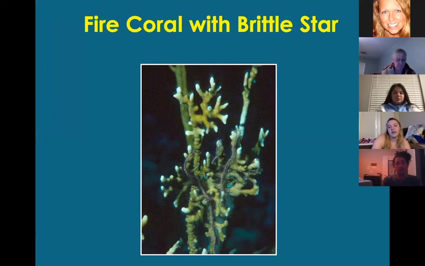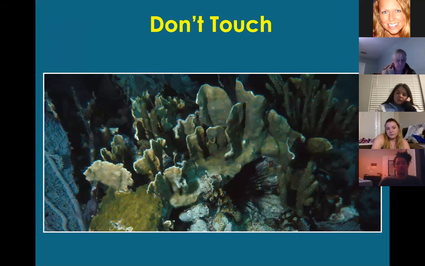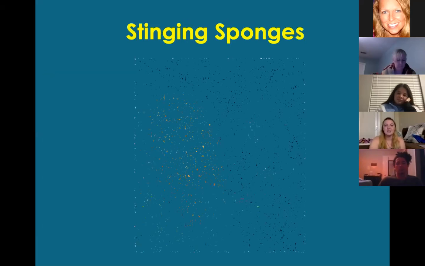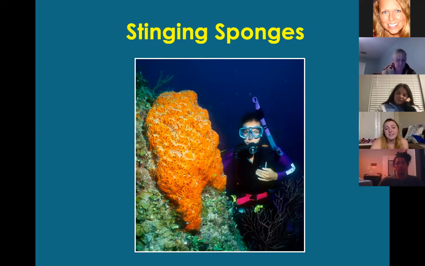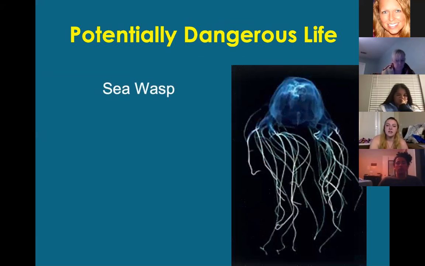This is a picture of fire coral, and you can kind of see the brittle star interweaving itself through it in the middle there. Like I said before, don't touch it. Don't touch anything. Best practice is to just not touch it. And there are stinging sponges out there. So, you know, don't touch things. If you don't want to get stung or hurt, don't touch it. And also the benefit of not touching things is you're not hurting the environment.